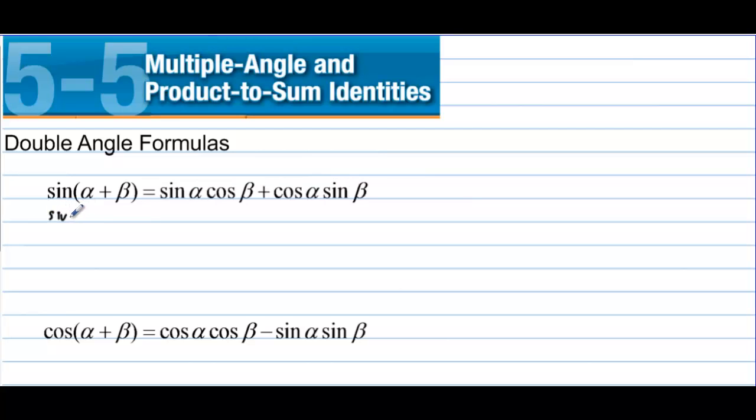Well, what if we change that to the same angle? So let's say theta plus theta. That would be sine of theta, cosine of theta, and then plus cosine of theta, sine of theta. And then we could write sine of 2 theta is equal to, now these are exactly the same, we could have 2 sine of theta cosine of theta. And that's the first formula that you need to know.